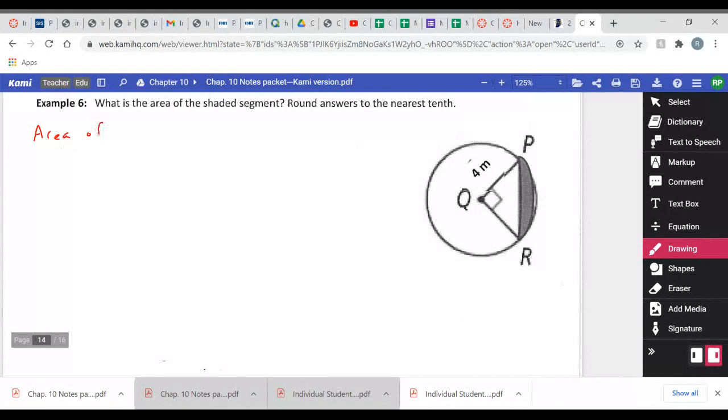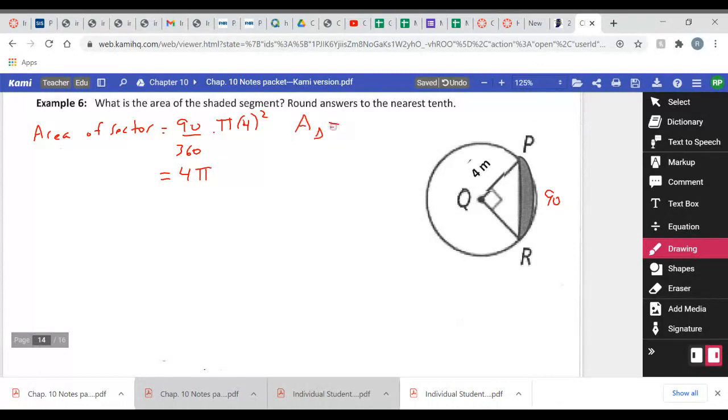So I've got area of a sector is going to be the measure of the arc, which is the same as the central angle, which in this case is 90, over the total amount around a circle, which is 360, times the area of the circle, which is pi times the radius, which I can see in the picture is 4. And I need to square that. So if I multiply 90 times 4 squared equals divided by 360, I end up with 4 pi. I'm leaving it in terms of pi for right now.